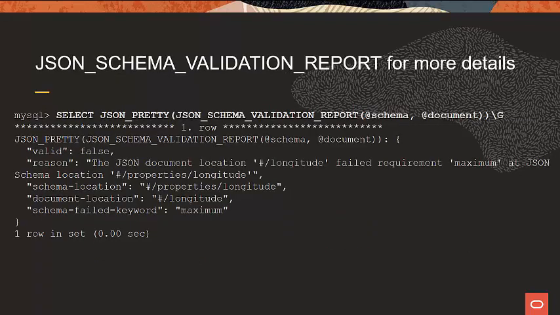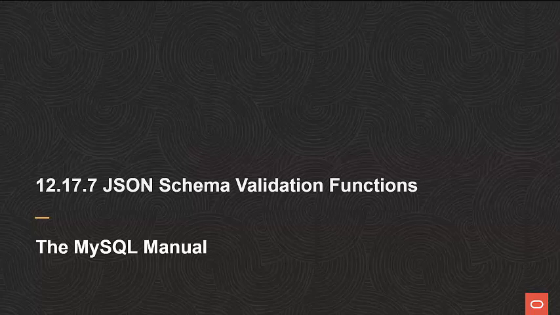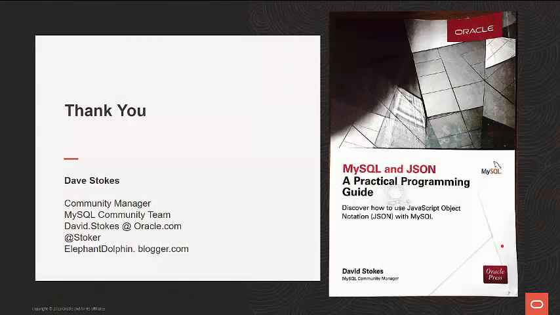Also, if you need more reporting detail, there's another function called JSON schema validation report, which gives you a lot more information on what goes wrong with these range checks. The previous one you saw, we just kind of got that it didn't match. This one gives us the details. And with that, I'd like to point you to the MySQL manual, section 12, chapter 17.7 on the JSON schema validation functions.